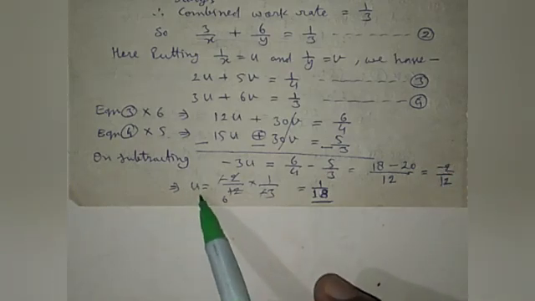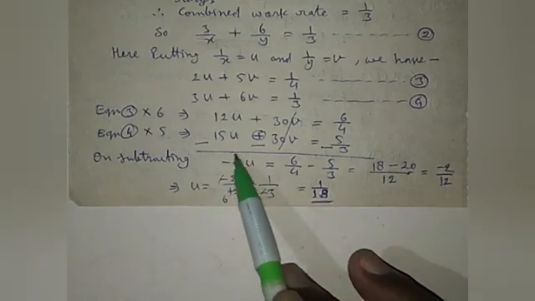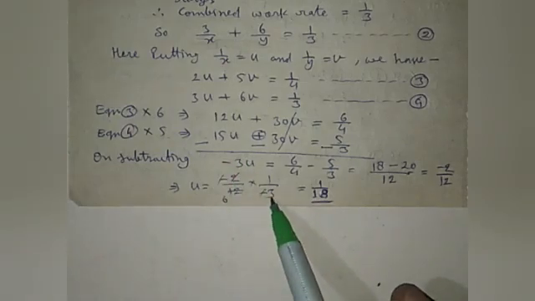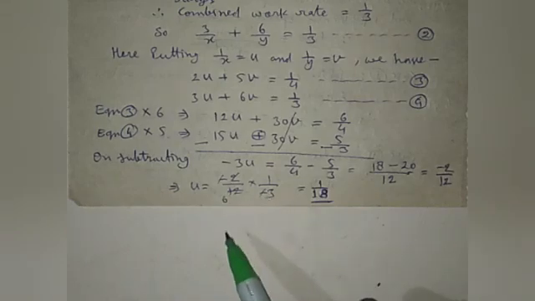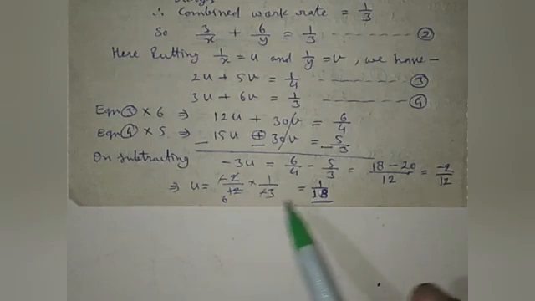Now u equals minus 2 upon 12 into minus 1 upon 3. So here minus minus is cancelled out, and 2 sixes are 12. So here we get 6 threes are 18. So it is 1 upon 18. So u equals 1 upon 18.